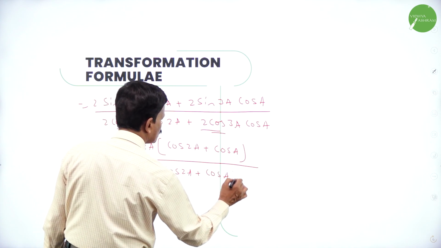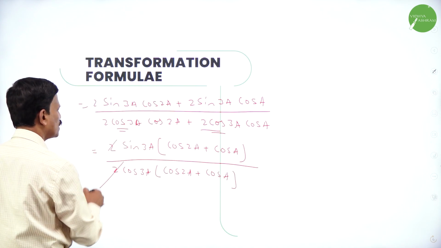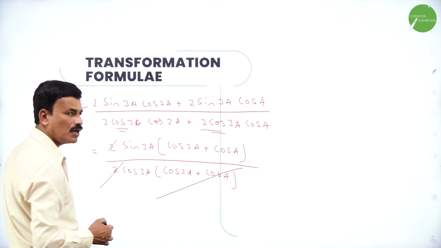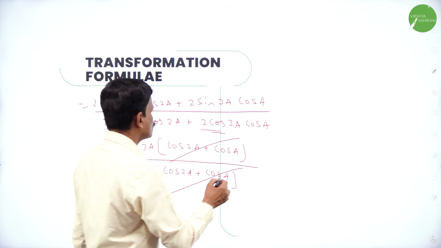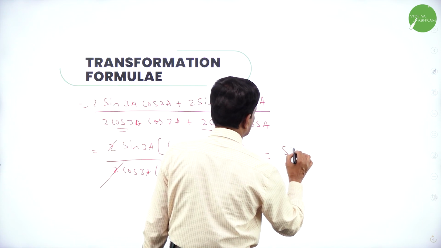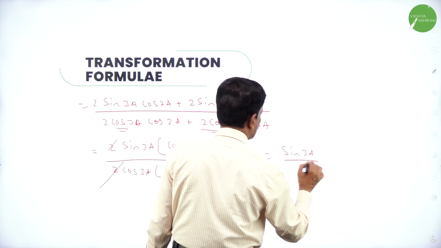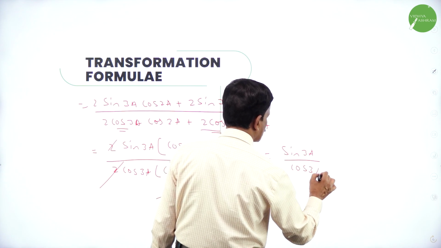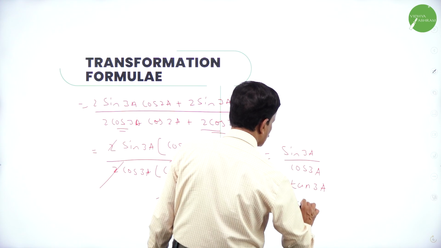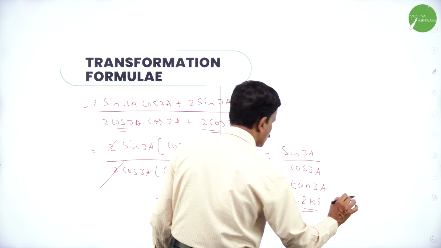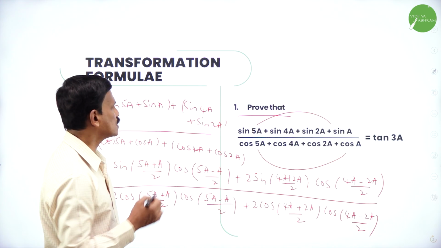Now cancel the terms which get cancelled. So 2 gets cancelled. Cos 2A plus cos A in the numerator and denominator gets cancelled. So in the numerator we have only sin 3A. In the denominator it is cos 3A. What is sin by cos? Sin by cos is equal to tan 3A, which is the required RHS. That's it. So the required answer is tan 3A.